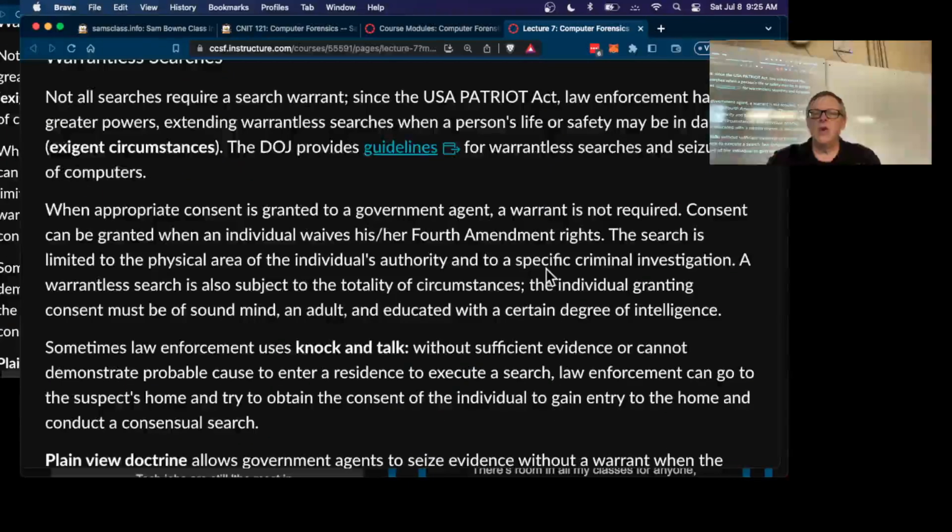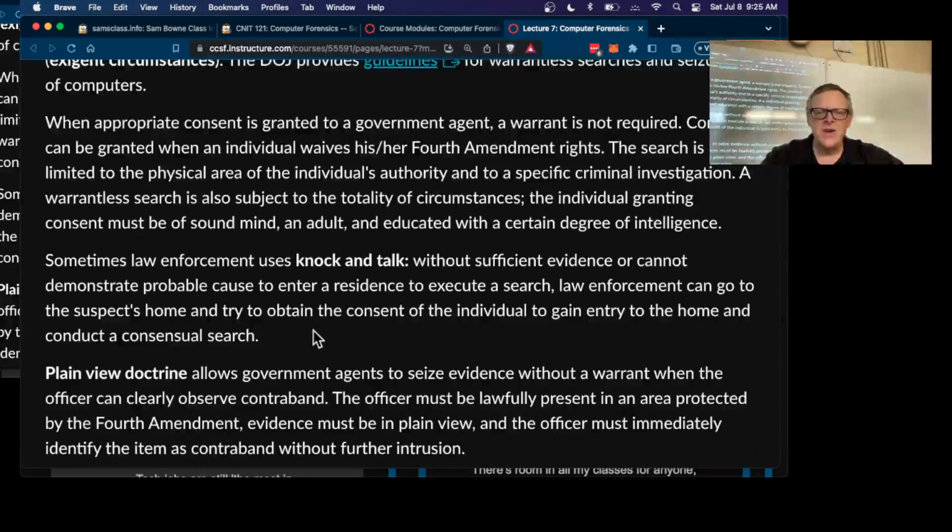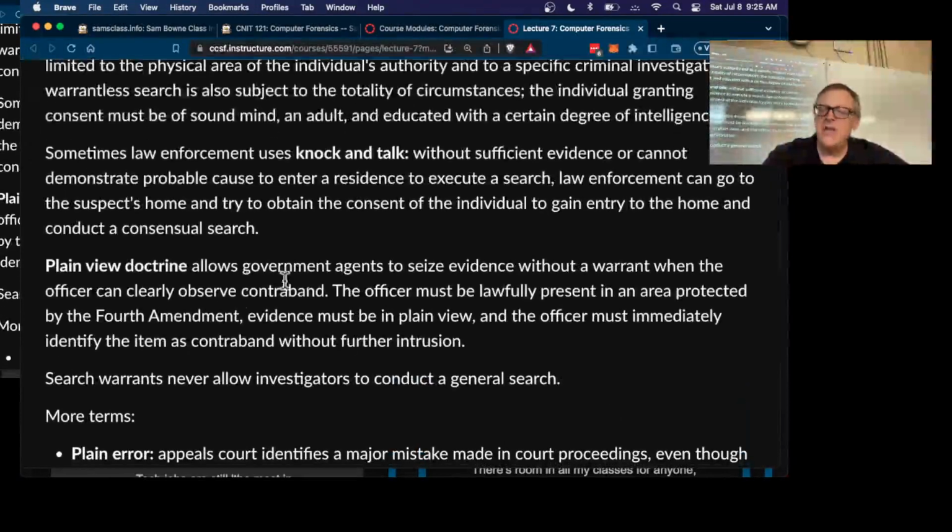Like I say, there are warrantless searches, especially since the Patriot Act in response to 9/11. Certain conditions, for example, you can consent to a search. This is often the case. If you agree to a search, that's, of course, the end of your rights to resist a search. And sometimes they use knock and talk to enter a place. And the plain view doctrine means they can seize evidence that can clearly be seen from a public area.